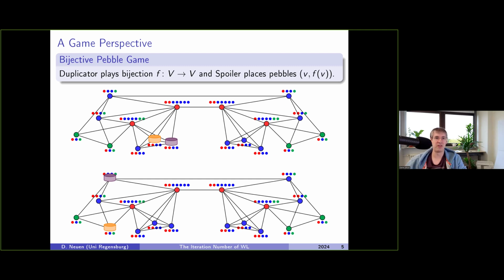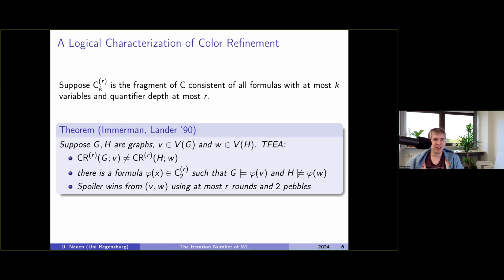Okay, so now this is the theorem that is described here. Whenever we have 2 graphs and 2 vertices, so V is a vertex of G and W is a vertex of H, then the following are equivalent. First bullet point: color refinement after R iterations assigns different colors to V and W. Or there is a formula which has 2 variables, this is the 2 here in the subscript, and quantifier depth at most R, that's the R in the superscript, such that in G the formula is satisfied, whereas in H it's not. Or spoiler wins this bijective pebble game with starting position V, W using at most R rounds and 2 pebbles.